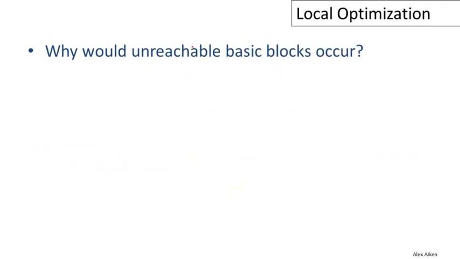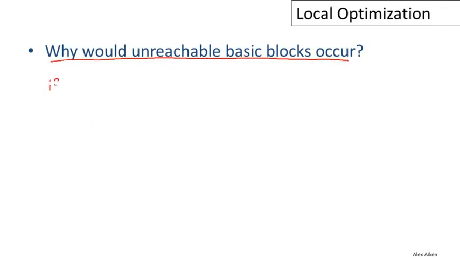Before continuing on, I want to say a word or two about why unreachable basic blocks occur. So why would a programmer in their right mind ever write a program that had code in it that wasn't going to be executed? There are actually several ways in which unreachable code can arise, and it's quite common. So this is an important optimization. Getting rid of the unreachable code is actually fairly important.